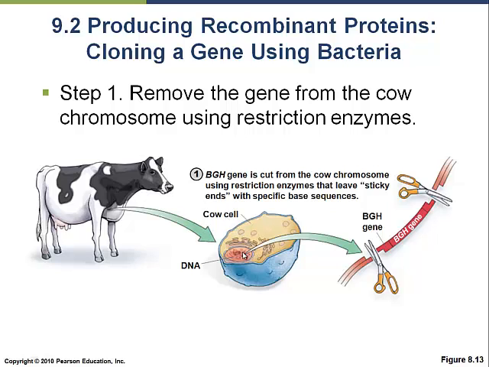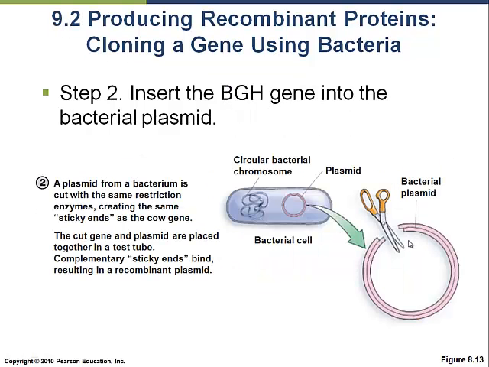We take the DNA out of the cell from the Holstein cow. We cut out the bovine growth hormone gene. We take a bacteria and we take the plasmid from the bacteria using a restriction enzyme, the same thing we used to cut the cow gene out. We cut the plasmid and we leave our sticky ends there.